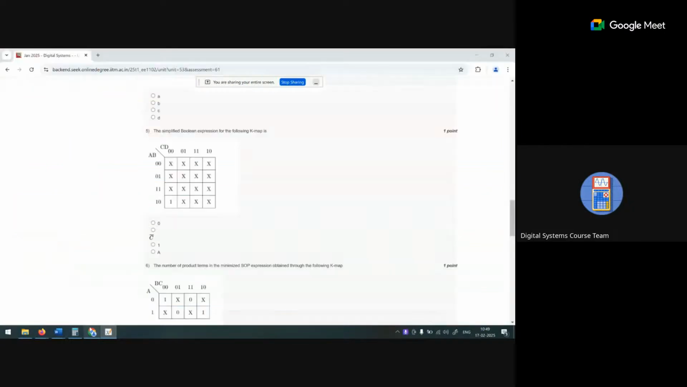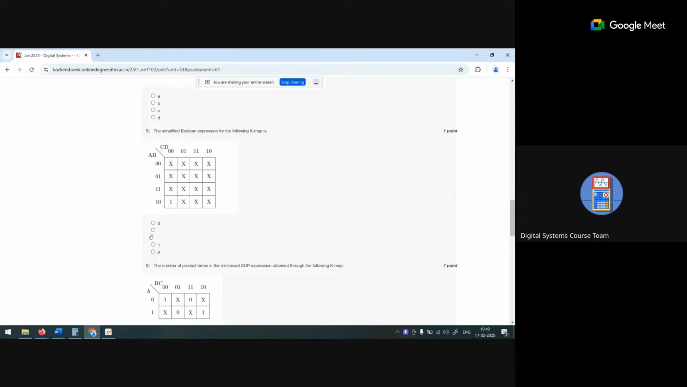Can you tell me what is the answer of question number 5? One, sir. Okay, we can create a group of 16. Sir, in the options, A is also given and C bar is also given.